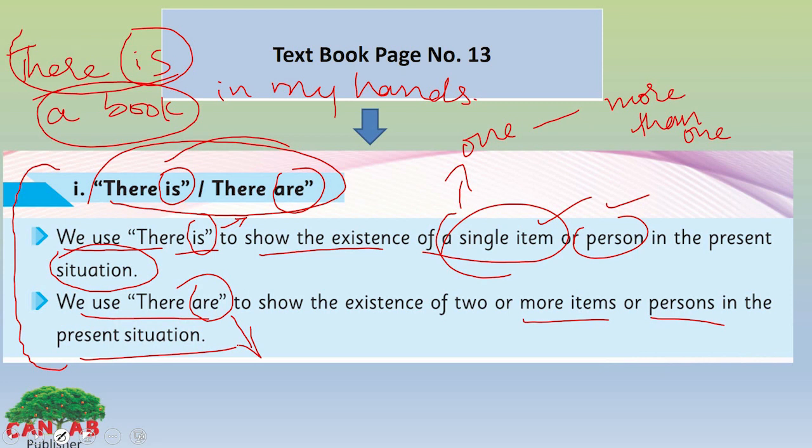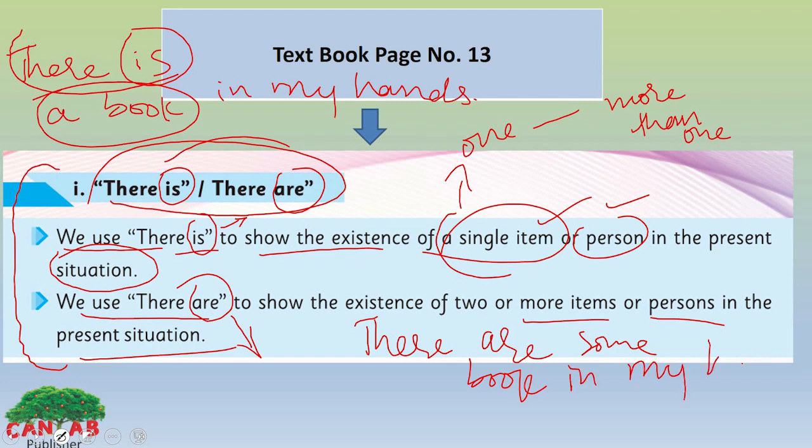Let me give you some example. There are some books in my hands. Here we change the number. In this one there is only one book here, but there are some books here.